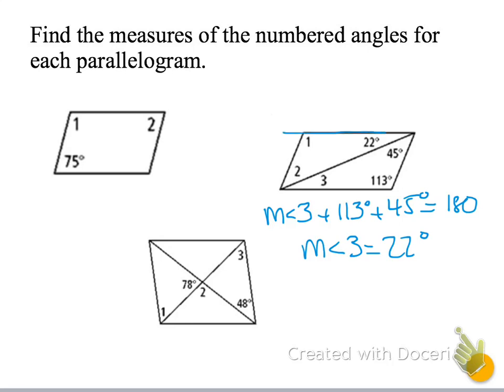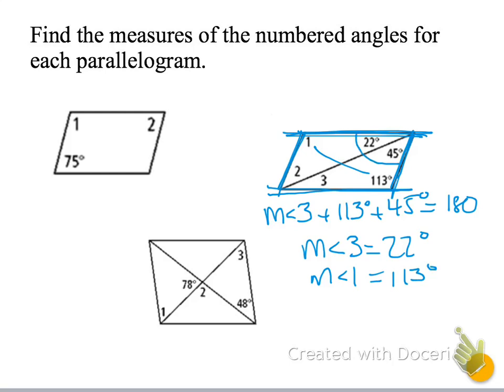Okay, and then we kind of see our parallelogram here if we just look at our outside. So 113 and angle 1 are opposite each other, so they should be the same. So the measure of angle 1 now is 113 degrees.